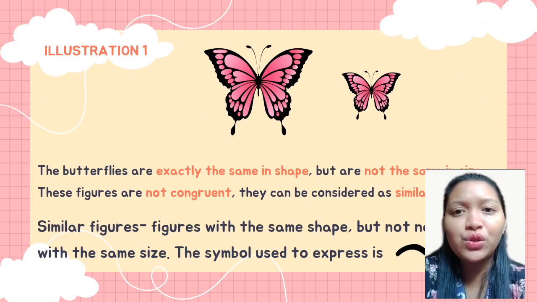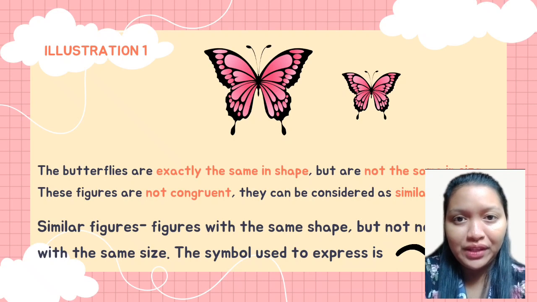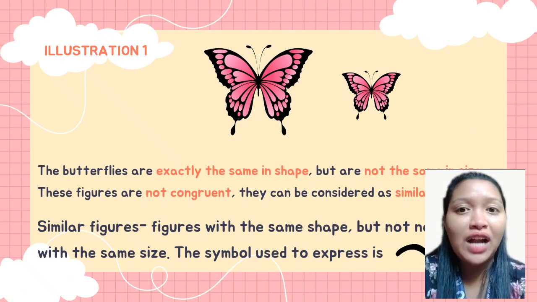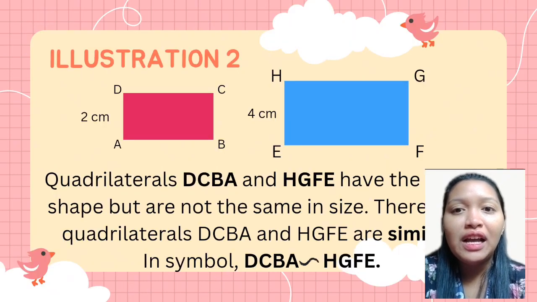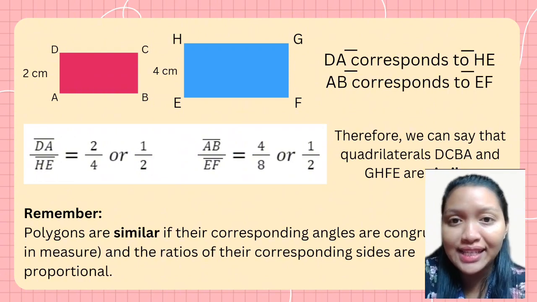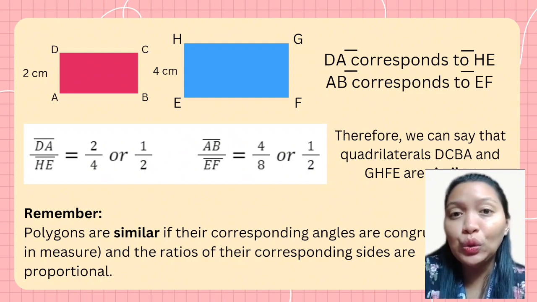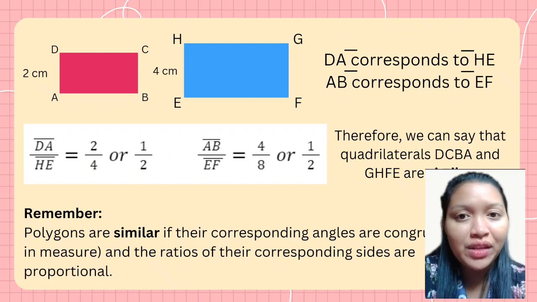I will first show students a picture of two butterflies and ask them what they see or what they have observed in the picture. Then, after that, I will give the description of similar figures and the symbol used to represent them. Then I will show them image number 2 and ask what they observe, and then I will remind them of the corresponding sides and angles. We can determine whether two polygons are similar by using the corresponding sides and angles.